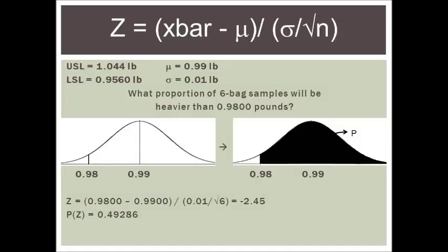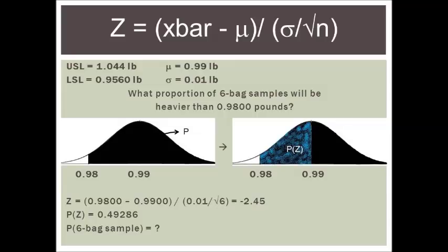Okay, so z is a negative number. It's negative 2.45, and the probability associated with a z of negative 2.45 is 0.49286. Now, you shade the region of our normal curve that is represented by this probability, 0.49286.